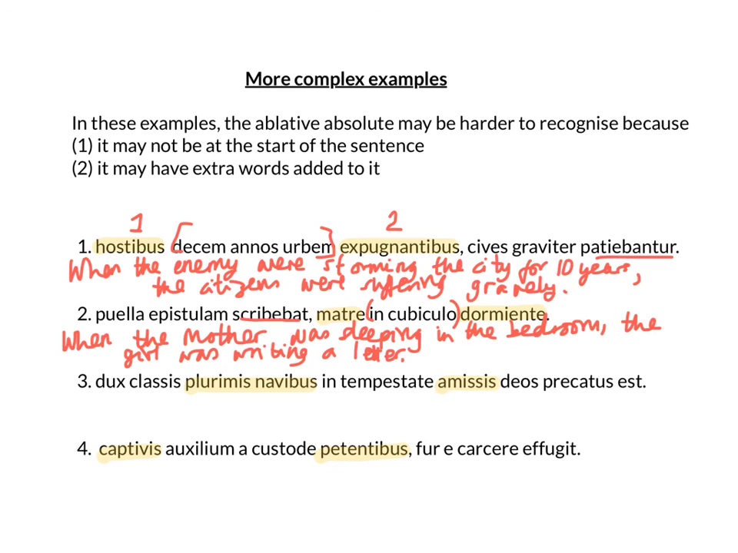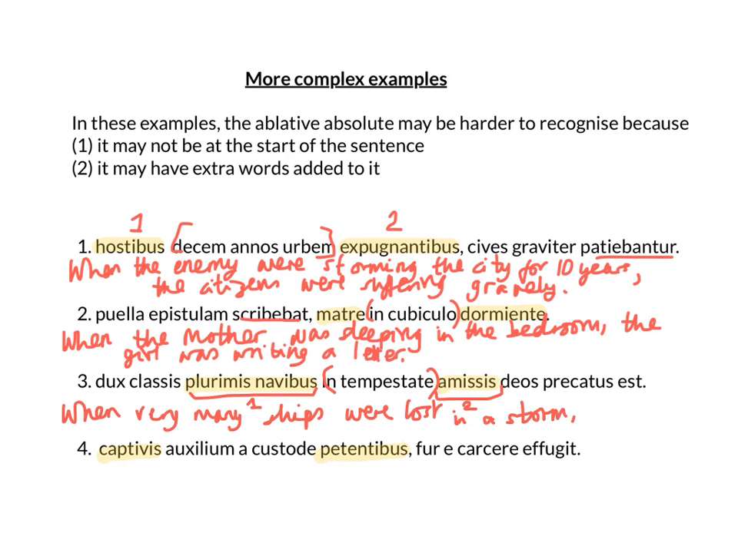Number 3. So here we've got a noun and an adjective together, and then we've got our participle. We're going to take the noun and the adjective first, and they mean very many ships, amissis, literally having been lost. So let's translate this as a when clause. When very many ships were lost. And then the words in tempestate, which belong in the middle of these 2, go together, and they mean in a storm.